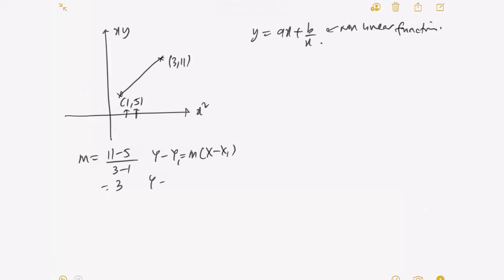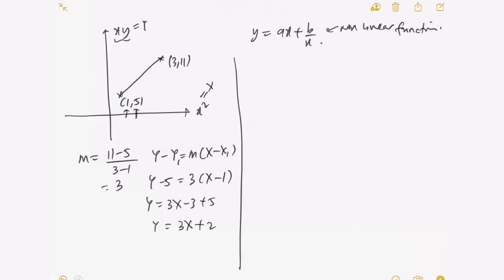Take note that I always use capital Y, capital X, because capital Y represents the variable here, capital X represents the variable here. You want to avoid using small y and then replacing the small y with this xy. It looks very confusing. You confuse yourself, and even the examiner. So your y1 will be, in this case, 5, your gradient is now 3, my x1 is now 1. So Y is now 3X minus 3 plus 5. Your Y is 3X plus 2.